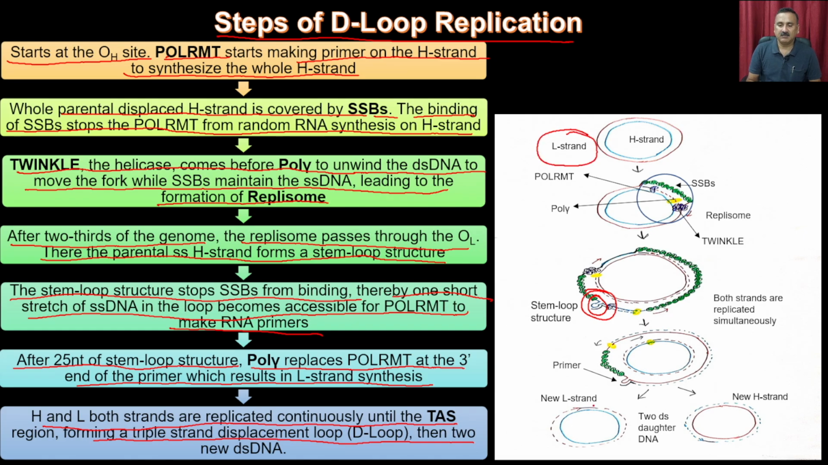Ultimately both the L strand and the H strand are going to be formed, and that is how you are going to have the two double stranded daughter DNAs. So, from this parent DNA you are going to have two daughter DNAs at this end. So, this is all about DNA replication in the prokaryotic system.